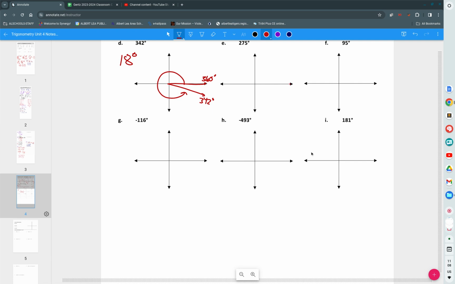275, which quadrant is 275? That's also in the fourth quadrant because 270 is at the bottom. So therefore, this would just be a 5-degree reference angle, right? No. There's just 5 degrees right here, right? No. That's against the y-axis. You're looking against the x-axis. How many degrees against the x-axis?